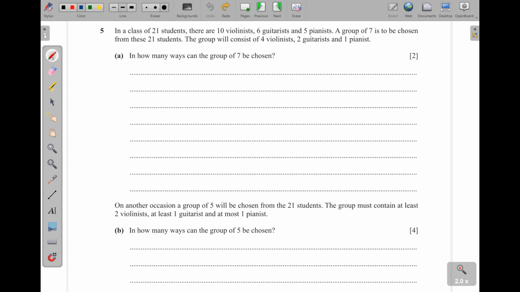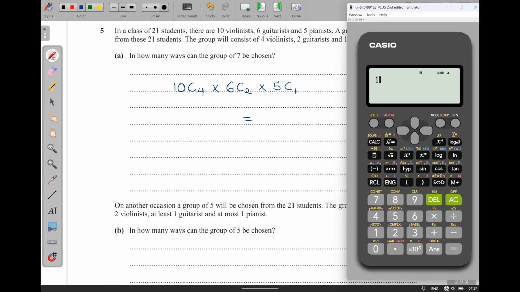A group of 7 to be chosen. So we have already 4 here. So out of the 10 violinists, we shall need only 4. So 10 combination 4. And then out of the 6 guitarists, we only need 2. That will be now 6 combination 2. And then the other one is going to be 5 combination 1. So what do we get? 10 combination 4.